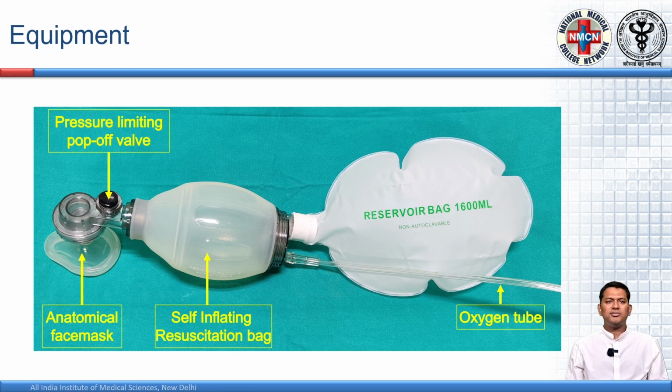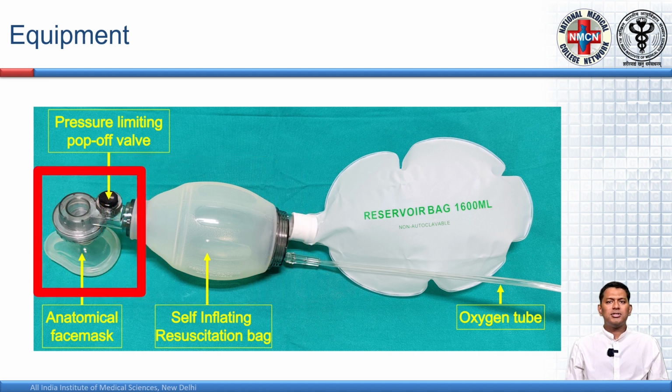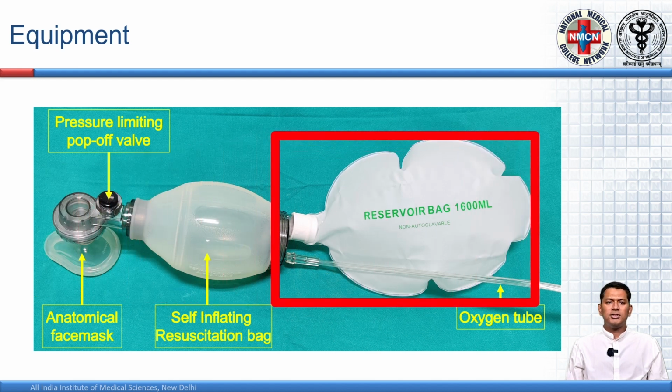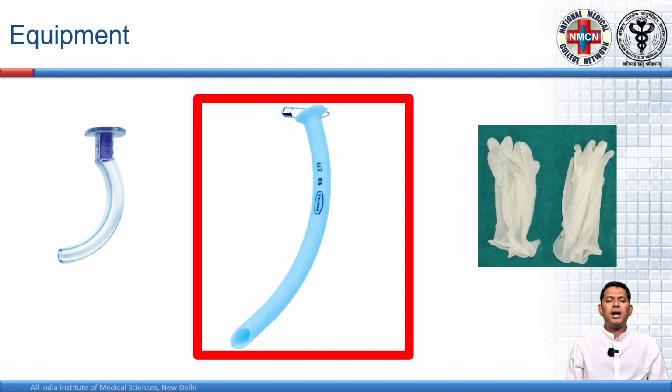Equipment required for bag mask ventilation includes a self-reinflating artificial manual breathing unit connected to an appropriate size, leak-proof or well-cushioned anatomical face mask, a reservoir bag with oxygen tube, usually available in the hospital settings. This should be attached to the self-inflating bag. However, in case of resuscitation in out-of-hospital settings, we may not have a reservoir bag or the oxygen connection. Other equipment include an oropharyngeal airway, a nasopharyngeal airway, and a pair of gloves.